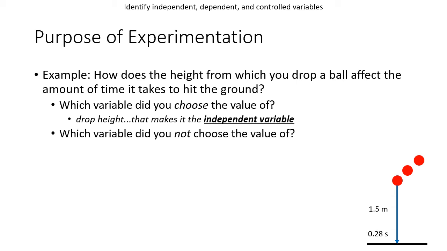Now ask yourself the question, which variable did you not choose the value of? Again, pause the video and think about that. So when you did this, you did not get to choose how long it took the ball to hit the ground. You didn't choose, I'm going to have the ball take 0.5 seconds to hit the ground. You just measured it. You let go of the ball, you started the timer at the same time, you stopped it when it hit the ground. So the time, because you didn't choose it, is the dependent variable.